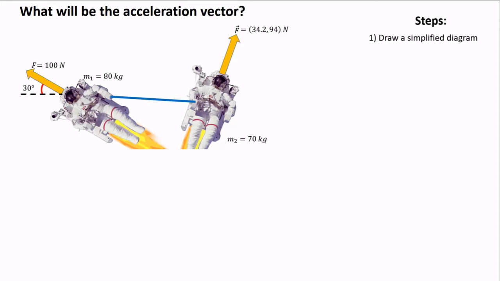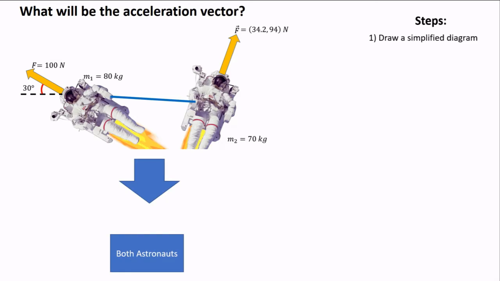In our case, the 2 astronauts move as one unit, so we can actually draw a single rectangle to represent both astronauts. The mass of this rectangle is the combined mass of the astronauts, which is 80 plus 70 kilograms, which equals 150 kilograms. Great, that is the end of step 1. We have taken this complicated drawing of astronauts and fire and simplified it into a single rectangle.